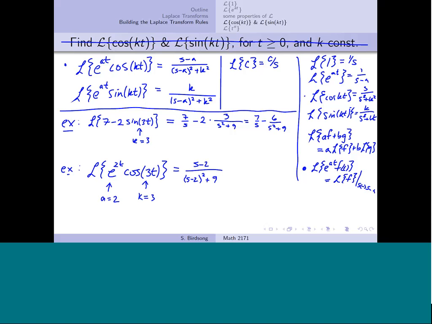Okay? So that's it for this time. Sorry about going over. So the plan for next time is we will look at the last couple of rules and properties that we didn't get to today, and that will actually take care of all of the basics that you need for the Laplace transforms.